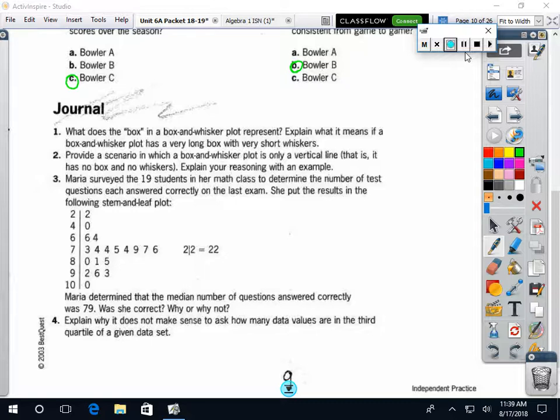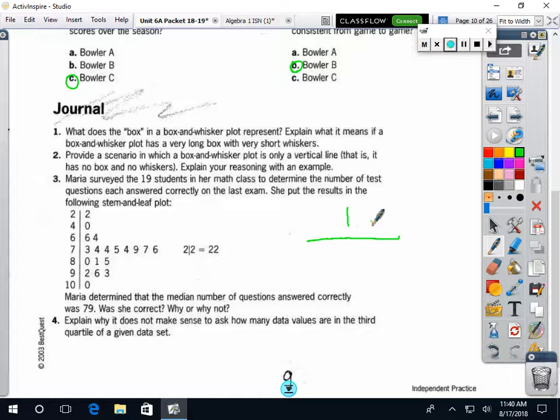in which a box and whisker plot is only a vertical line. That is, it has no box and no whiskers. So visually, it would look like this. You would have your number line, and then when you went to construct it, it would just be like this. What? Right. It would all be the same number. Like if you had a list of numbers that was like 5, 5, 5, 5, 5, 5, 5, wouldn't the median be 5, and the median of the lower half be 5, and the median of the upper half be 5? Okay, and the min and max would be 5. So that would be a scenario when you would only have a vertical line, is if the list was all the same number. If you have a list of all the repeating numbers.